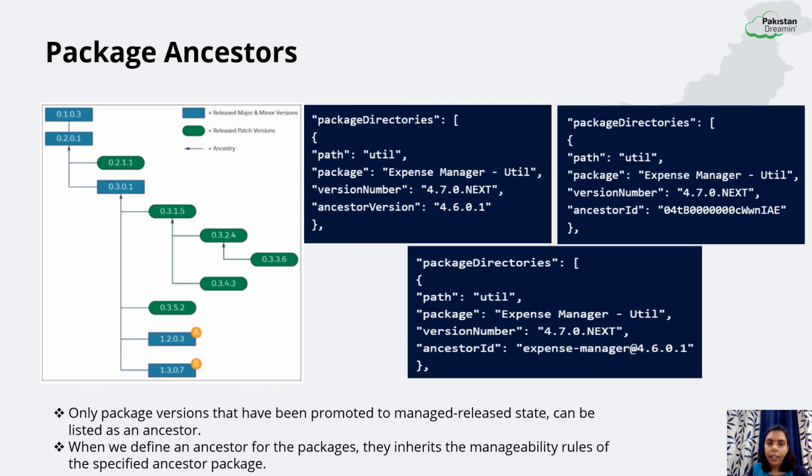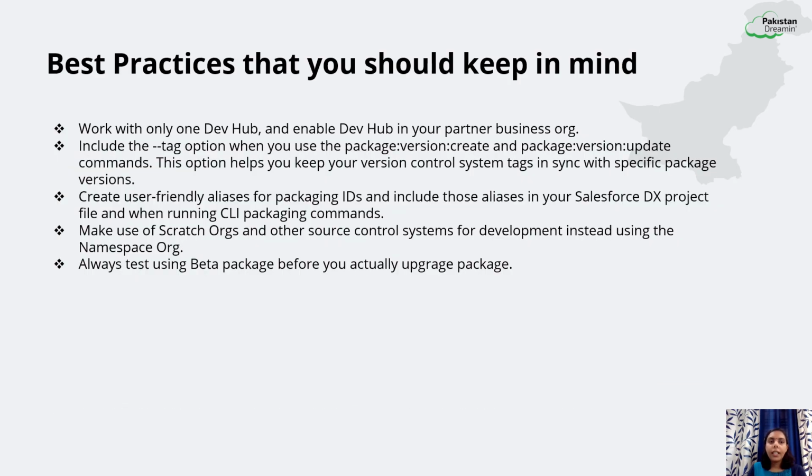When you create a package version, you can define the ancestor version of the package, or you can even provide the ancestor ID, or even you can provide the ancestor package alias. Only package versions that have been promoted to managed released state can be listed as an ancestor. Next, let's see the best practices for 2GP.